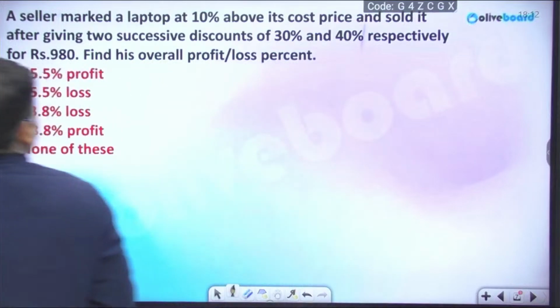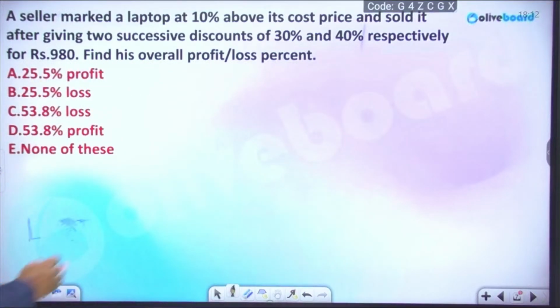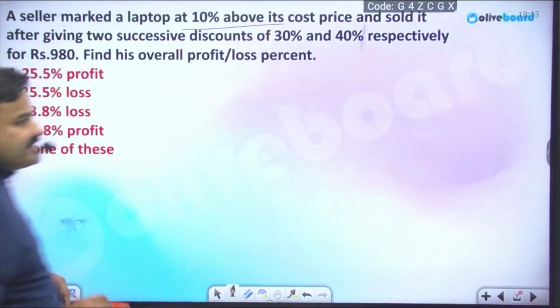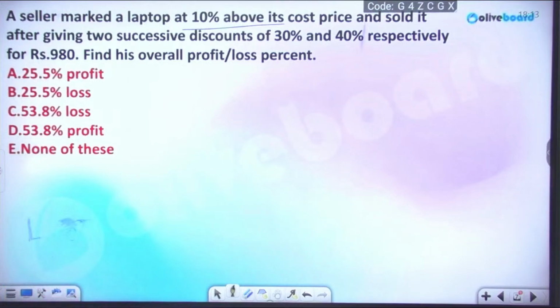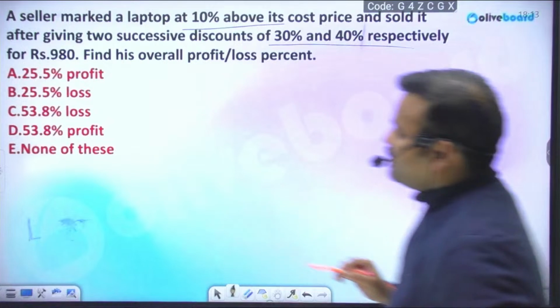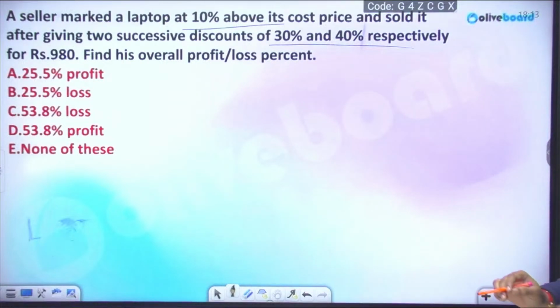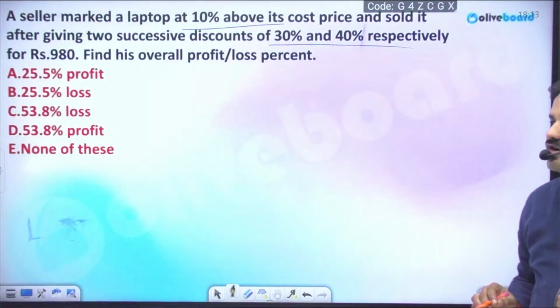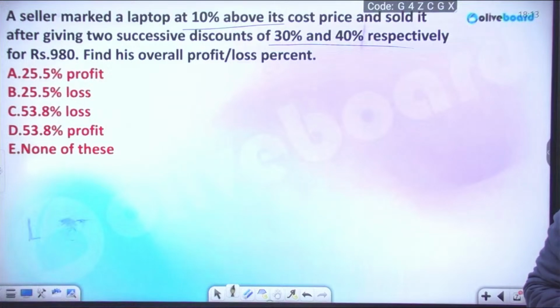A seller marked up a laptop at 10% above its cost price and sold it after giving two successive discounts of 30 and 40% respectively for rupees 980. Find his overall profit or loss percent. What is the overall profit or loss percent? You need to find it out.